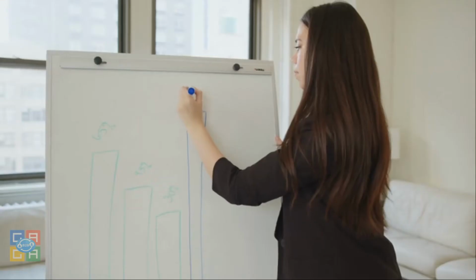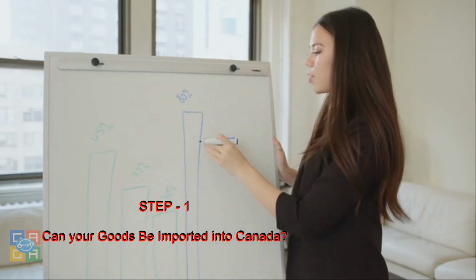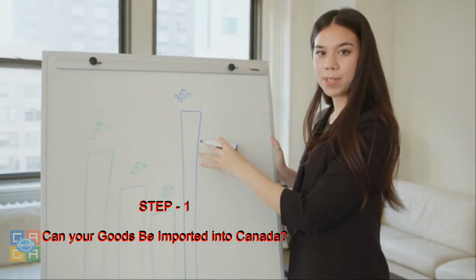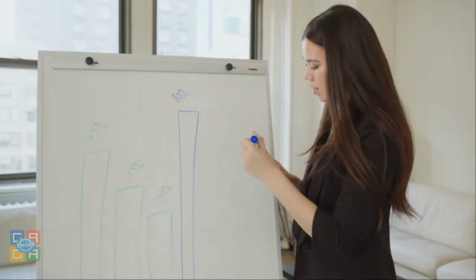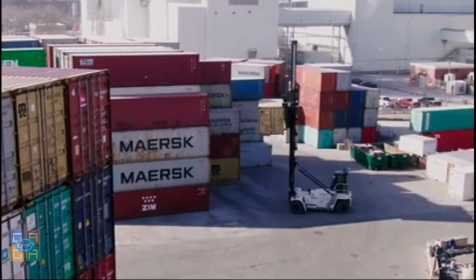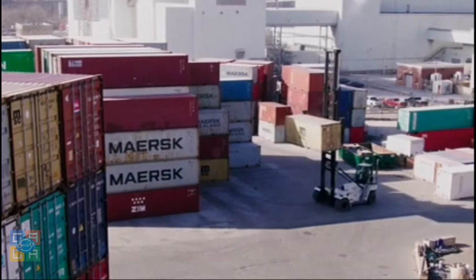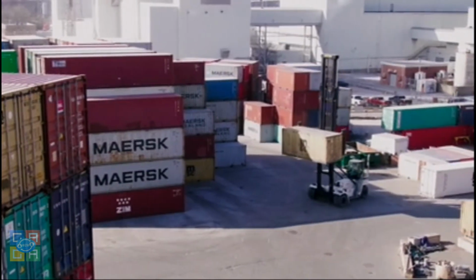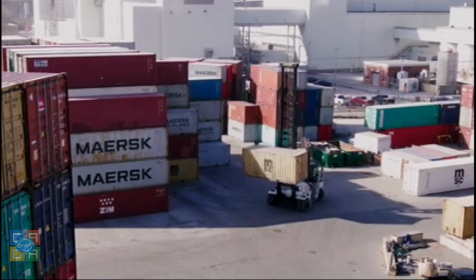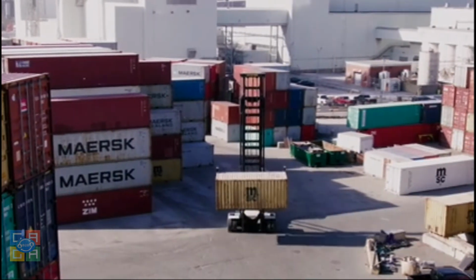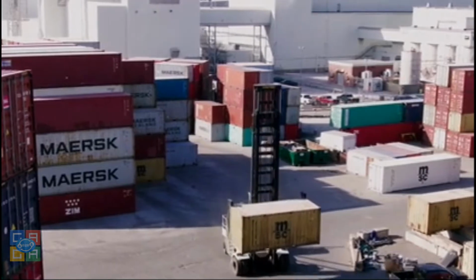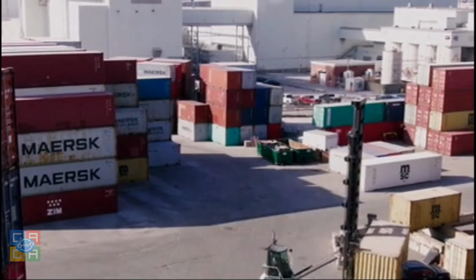Step 1. Not all goods will be eligible for Canadian importing. Before you go any further, it's important to figure out if your goods can even be imported into Canada. Checking the eligibility is the first step in the process. You'll need an accurate description of the goods you will be importing, along with the country of origin and manufacturer. Next, you'll want to check the import control list from the Export and Import Permits Act to ensure your goods are eligible for Canadian importing.